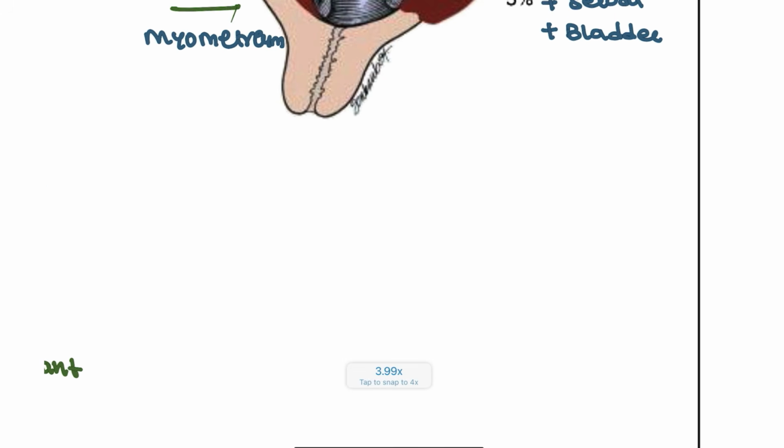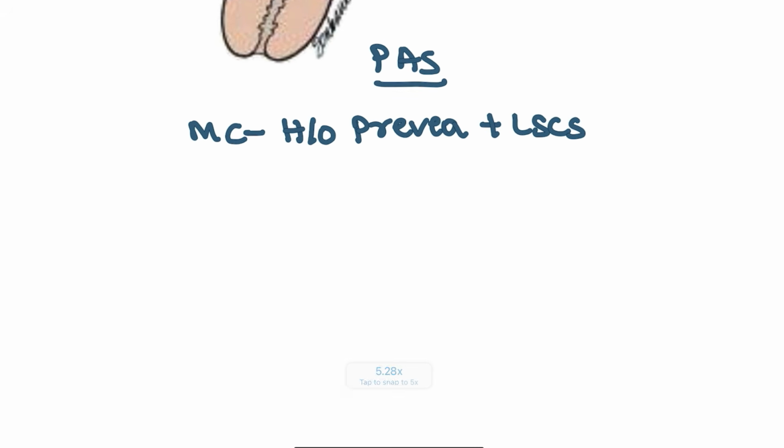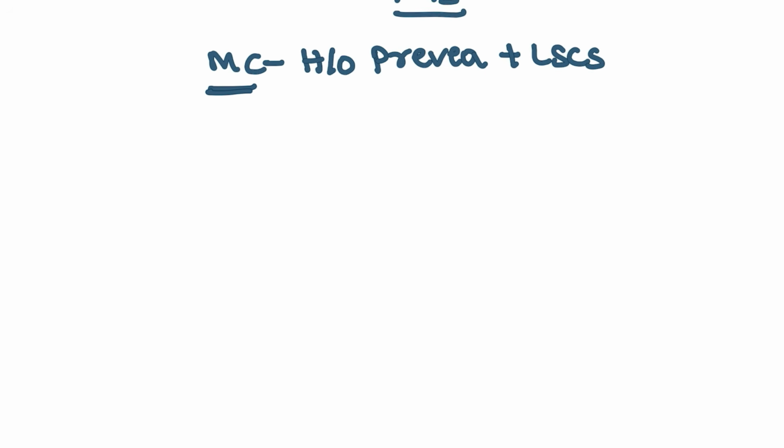So this is the condition, placenta accreta syndrome. Most commonly the patient will have a history of previa with LSCS, a history of previa and LSCS. So this is the classical presentation of placenta accreta syndrome. Okay, what is the defect?